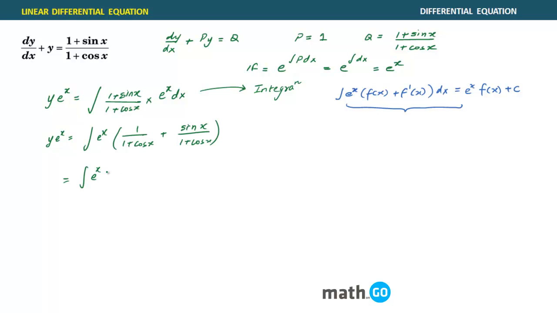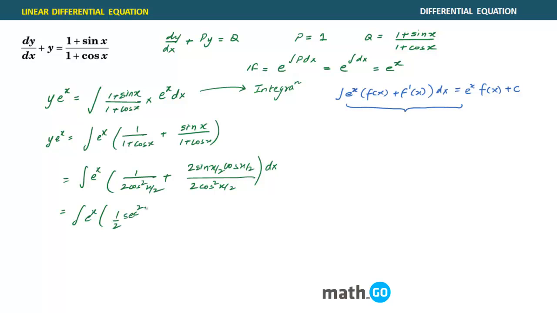What is the value of 1 plus cos x? 1 plus cos x is nothing but 2 cos square x by 2, and sin x can be written as 2 sin x by 2 cos x by 2. I hope most of you have seen why I'm doing so. What's the target behind this? If you see properly, this becomes e raised to power x. This can be written as 1 by 2 secant square x by 2. One of the cos will get cancelled out, the 2 gets cancelled out, and what you are left with is tan x by 2, dx.